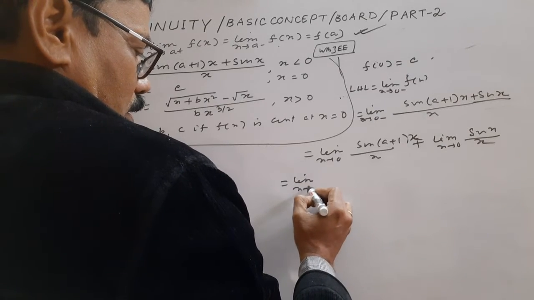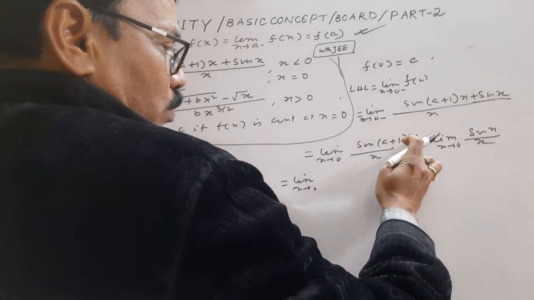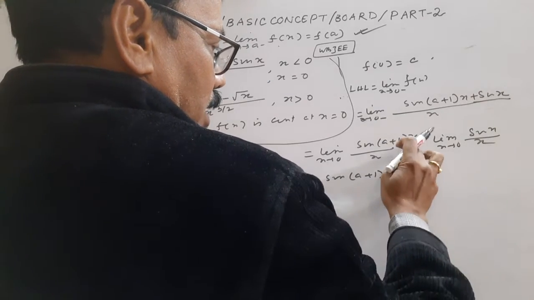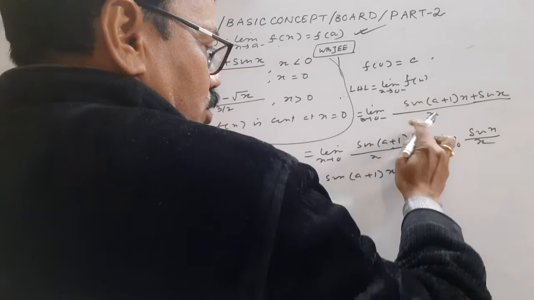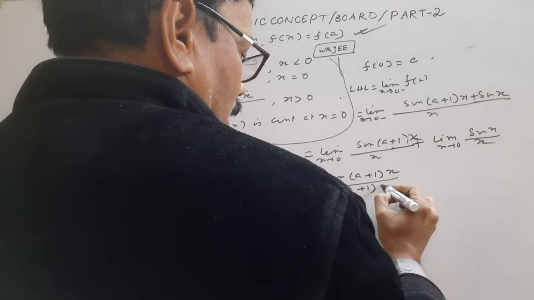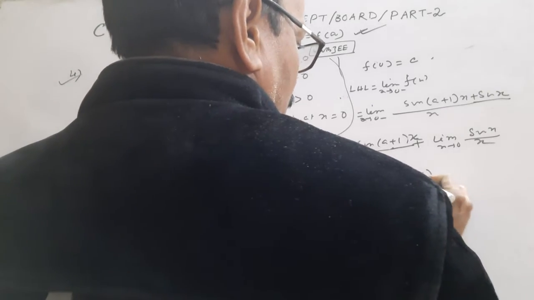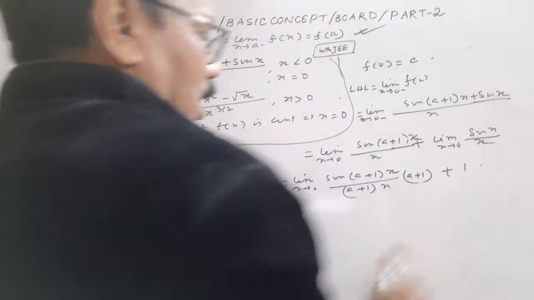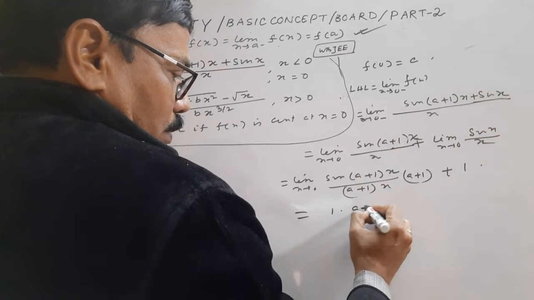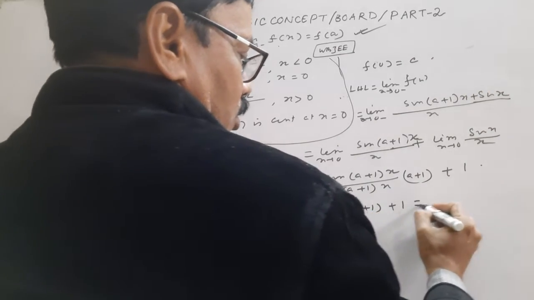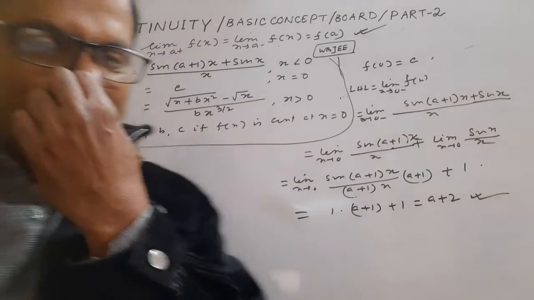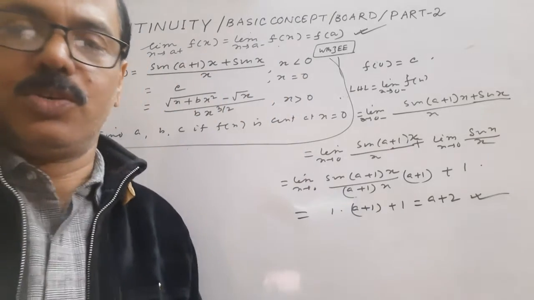Next, as x tends to 0, this argument tends to 0. So you must remember, if x tends to 0, this argument tends to 0, so then the argument is balanced. This is a plus 1 and this is the standard limit 1, and this is 1. 1 into a plus 1, plus 1, so a plus 2. So what is the left hand limit? Left hand limit is a plus 2.